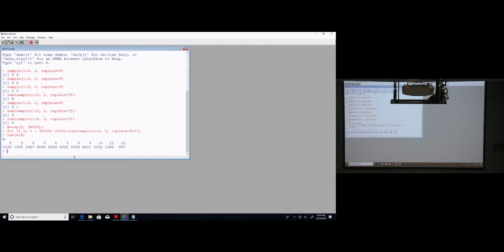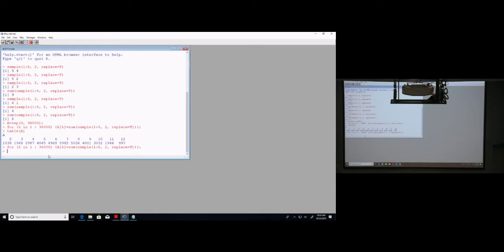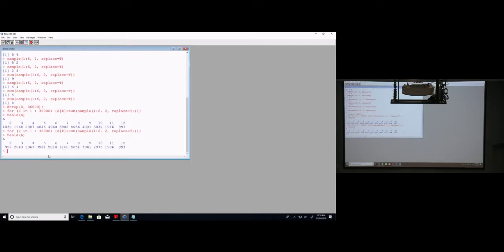Now, if I were to repeat it again, currently my A consists of all these sums, but now I'm going to replace them again. And if I were to make a table, you will see that now the number of times that I get 7 is not 5,982, but now it's 6,160. All right.